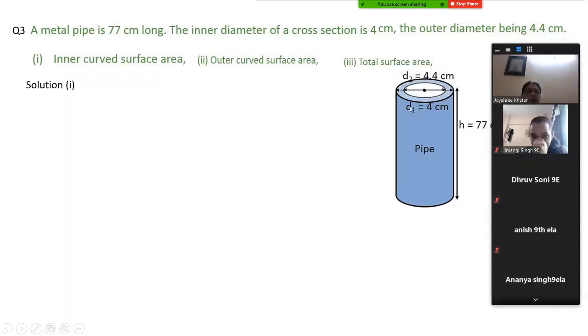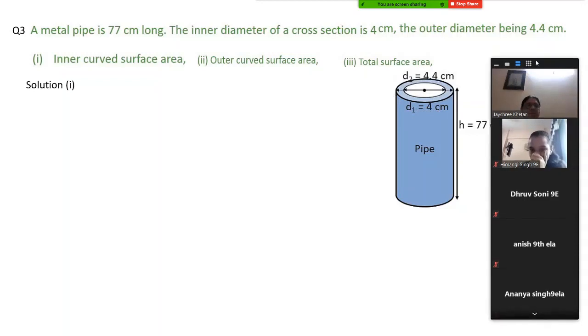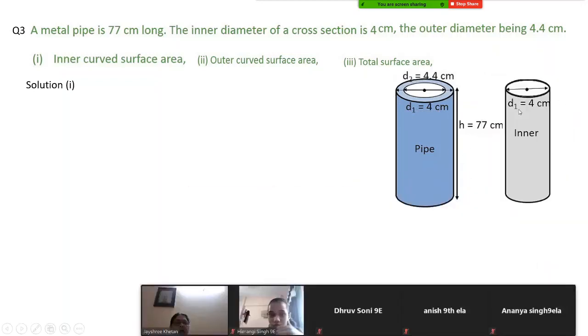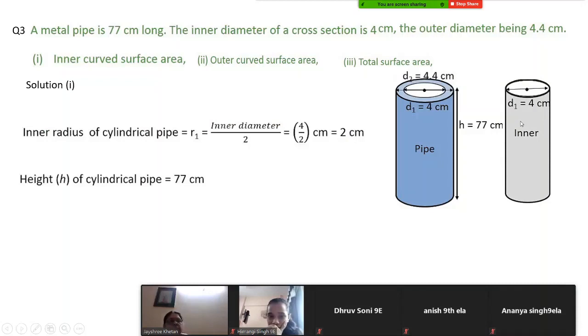And the outer diameter is 4.4 centimeter. I'm denoting it by D2. Now this inner cylinder, I'm separating it over here. Diameter is given to us, so we have to find the radius. The inner radius of the cylindrical pipe, which we denote by R1, is inner diameter divided by 2. 4 by 2 is 2 centimeter.